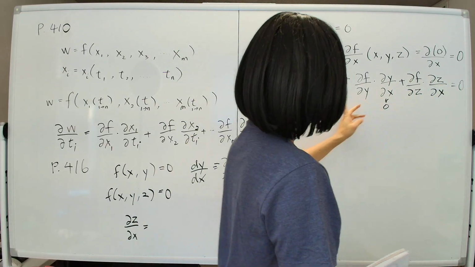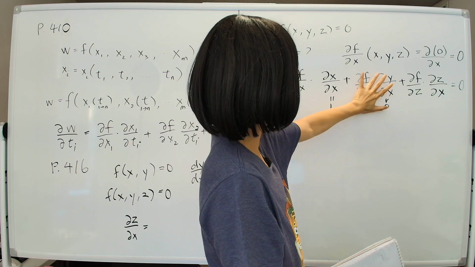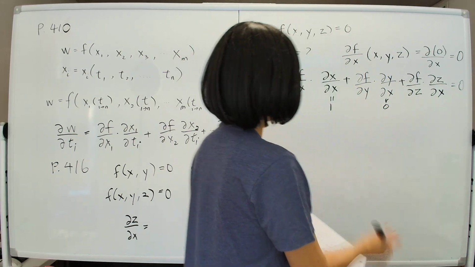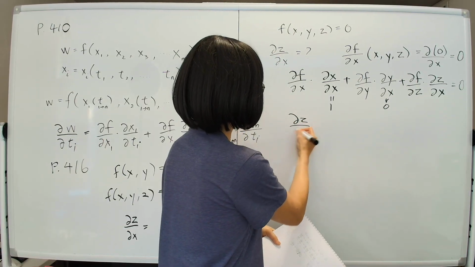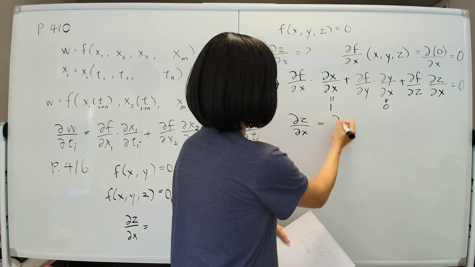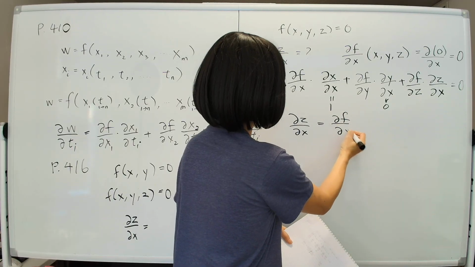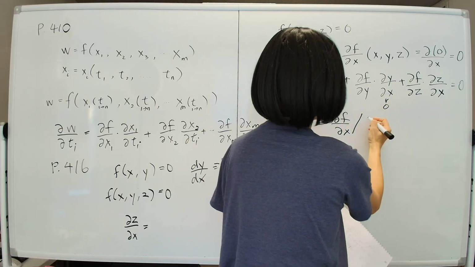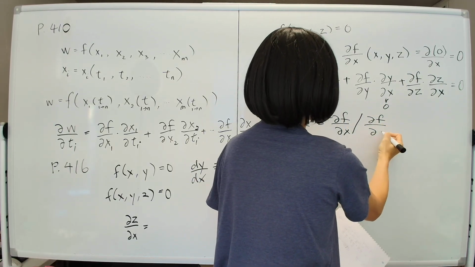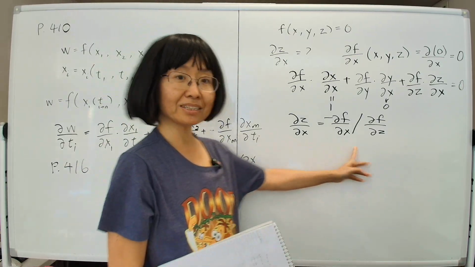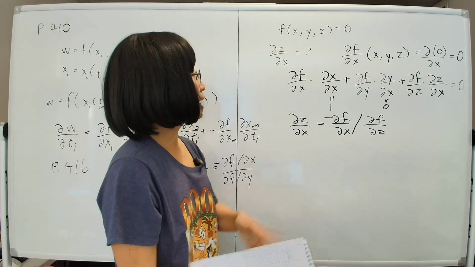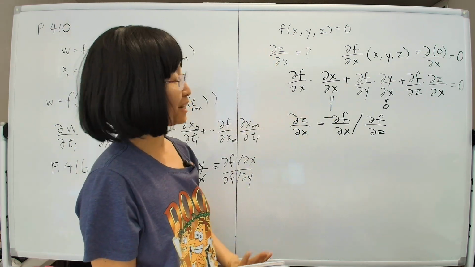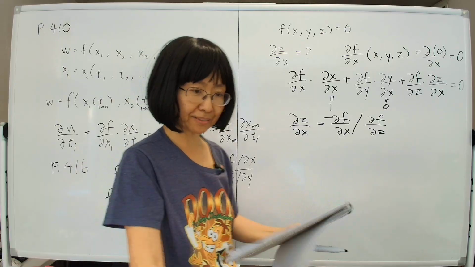So then we have this situation where this thing is 0, and this thing is just partial f partial x. When you pull partial z partial x out of this mess, you get negative partial f partial x divided by partial f partial z. Doing the basic algebra, that's where you get this formula as shown in the book. And partial z partial y works exactly the same way. Just replace x with y, and that's how this part is proven.